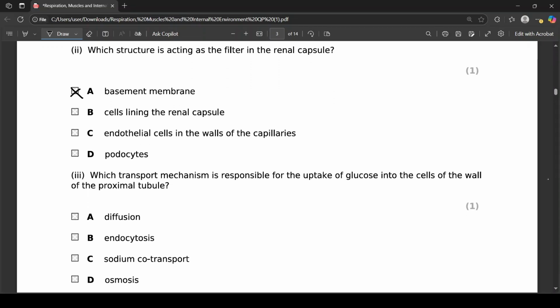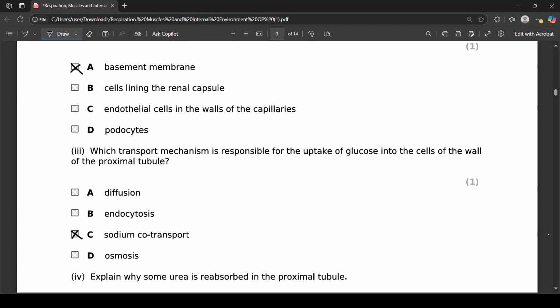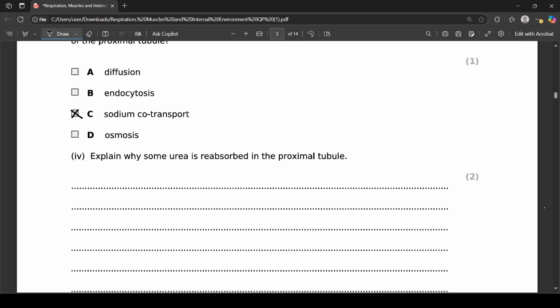And the next part asks, which transport mechanism is responsible for the uptake of glucose into the cells of the wall of the proximal tubule? So we have to choose the correct mechanism from these options. Okay, so this is sodium cotransport. The mechanism is sodium cotransport. Now we come to the next question.